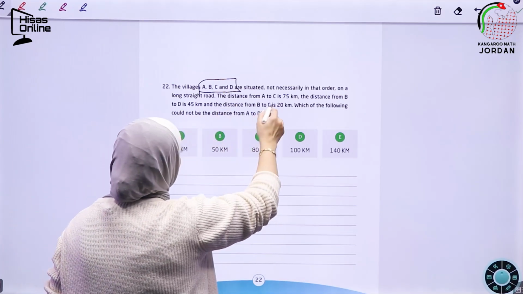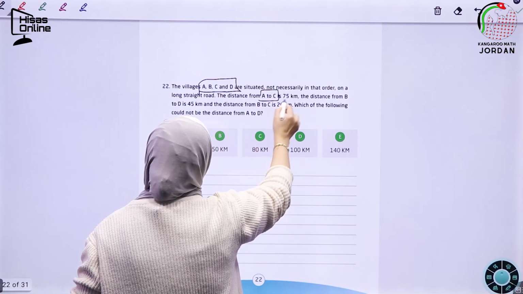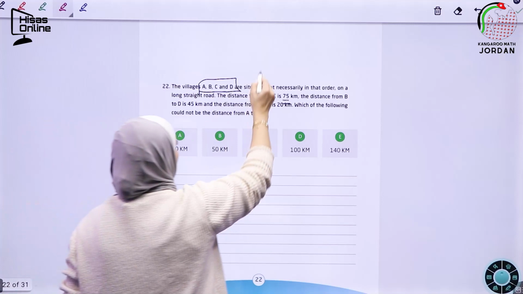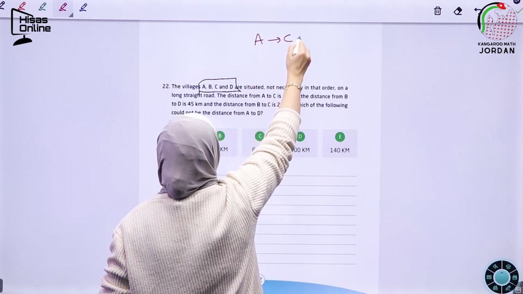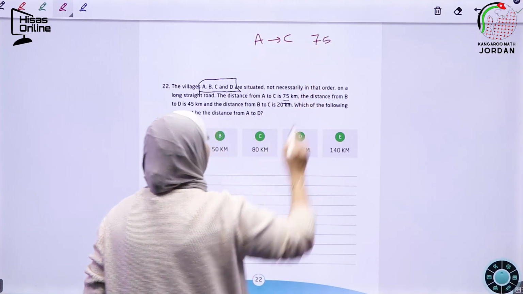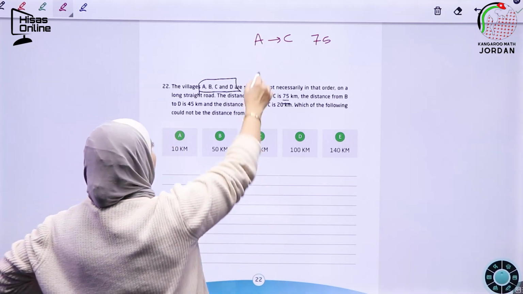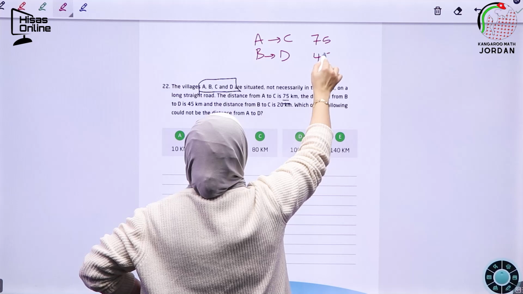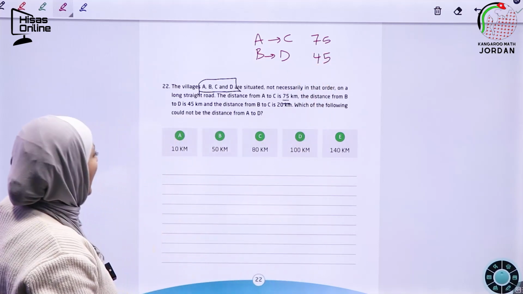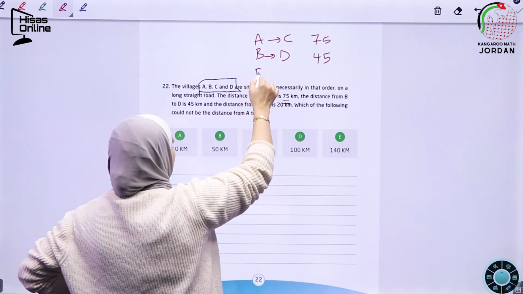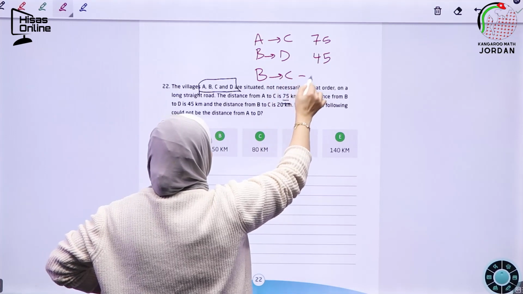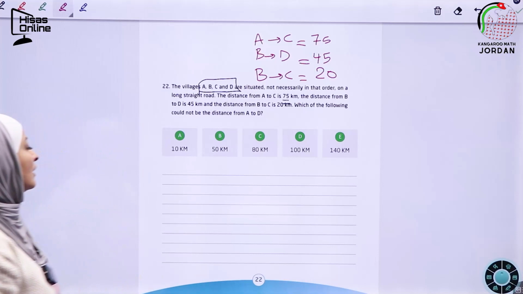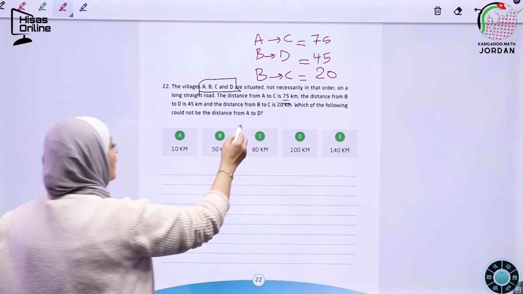The distance from A to C is always 75. From B to D is 45. And B to C, 20. Which of the following could not be the distance from A to D?